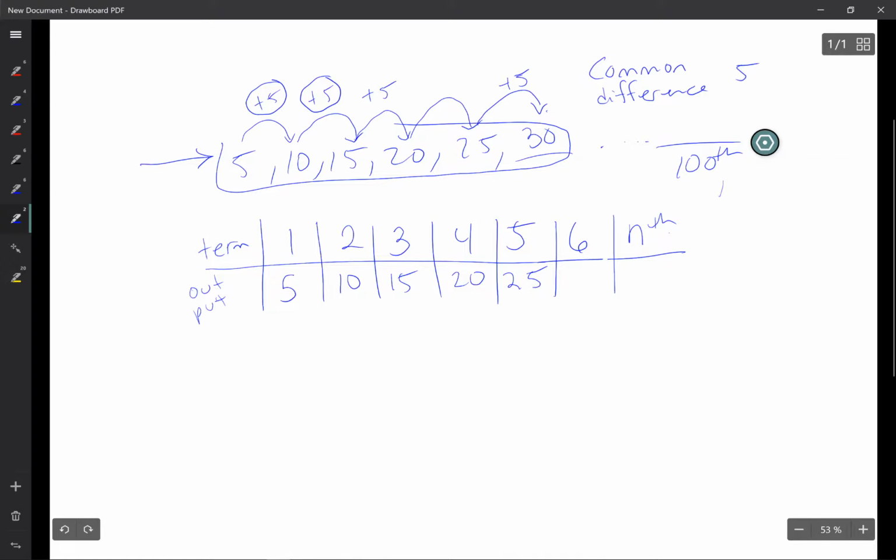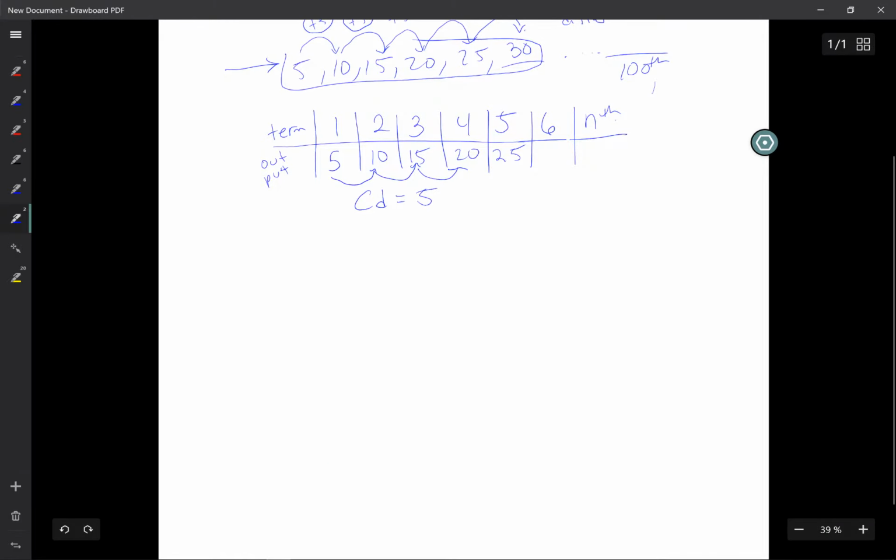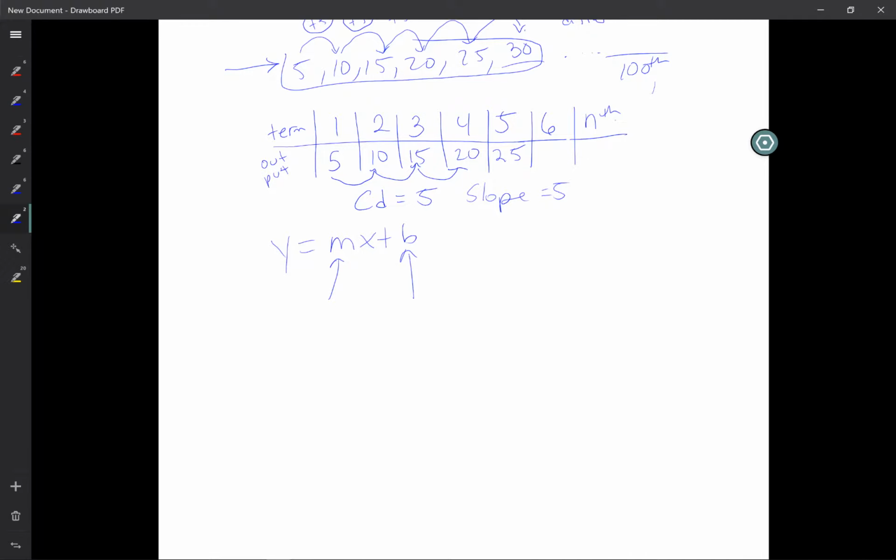Here's what we're going to do. The first thing is to look at the pattern going up by 5s. The common difference was 5, or another way of saying that, the slope is 5. Now, if you go back to what we've been learning, we already know the slope is 5, but if I were to write this as a linear equation, like y equals mx plus b, I already have the slope because the slope is the common difference, but I don't have the y-intercept. That's the trick.